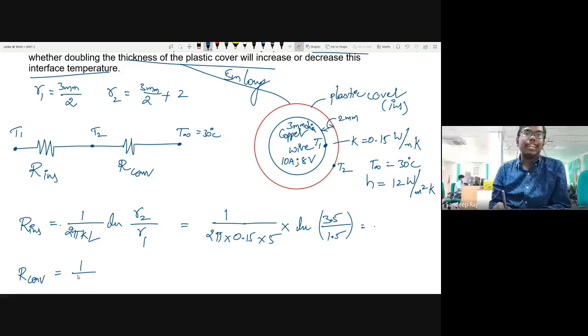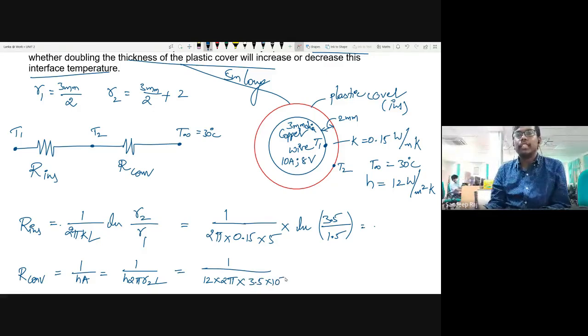It is 1 by HA, which is equal to 1 by H into 2 pi R2L. That is equal to 1 by H value is given as 12 into 2 pi into the R2 value is 3.5 into 10 to the power of minus 3 into the L value is 5. So tell me these values.